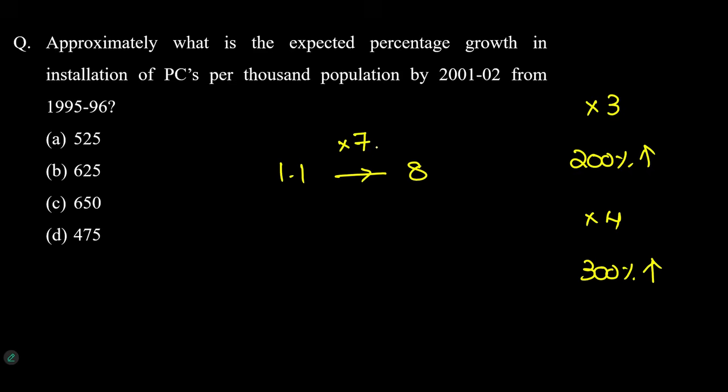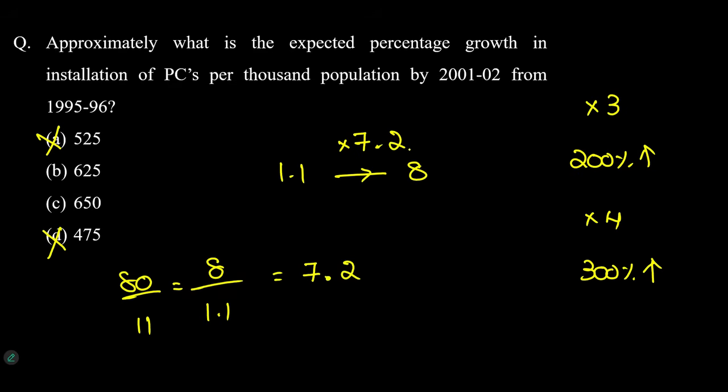More than 7 times, but exactly how much? If you know, then I can directly map it. It's not 500, it's not 475, it should be 625 or 650. 8 divided by 1.1, which is 80 divided by 11. 11 times 7 is 77, 3 is left over. So it's like 7.2. We can consider 7.2 times, which means it should be 620% increase. So option B is approximately correct, not C, option B.